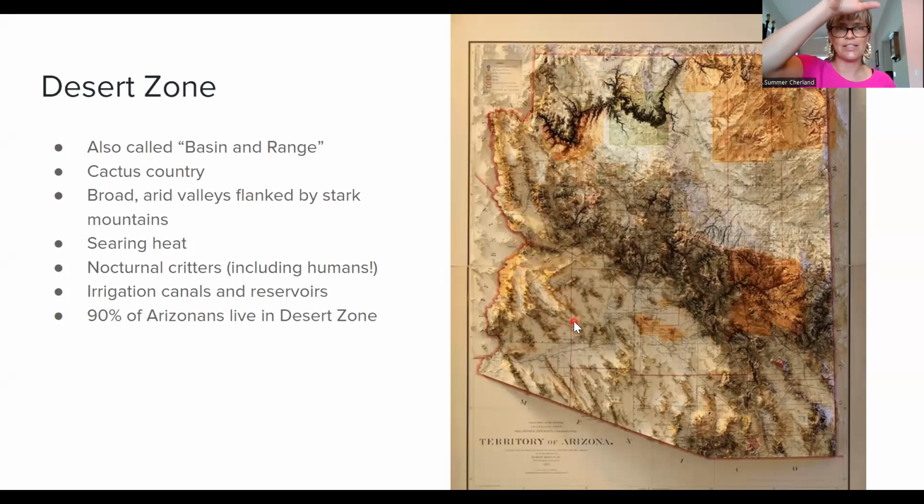So whereas the transitional zone has lots of mountains and they're a little higher, in the basin and range there's more height and more diversity. So there's more height and more valley, more height, more valley. That's a little bit different from the transitional zone.